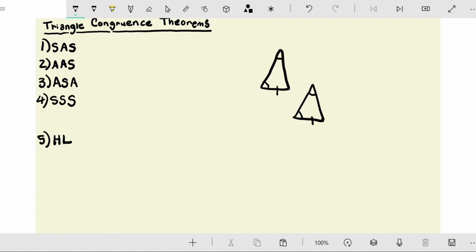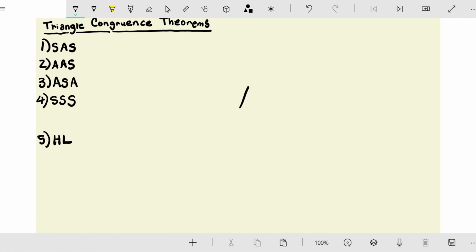So we can say AAS. The angles and the sides are right next to each other, and we can say these 2 are congruent by AAS.